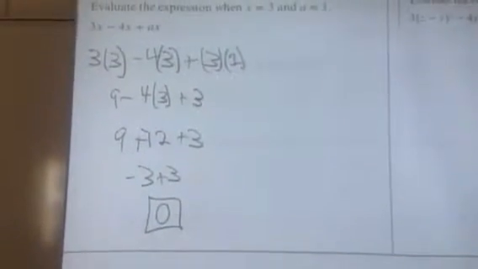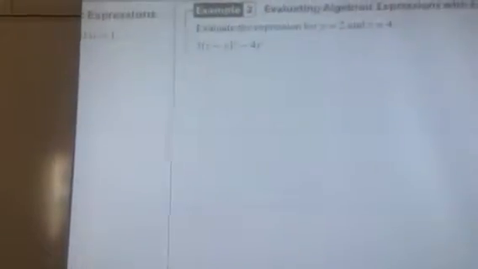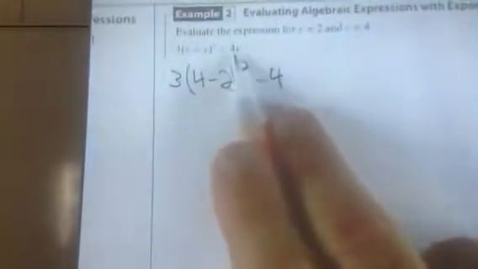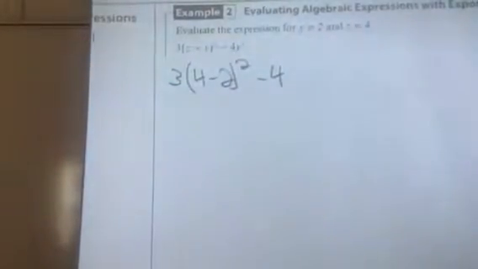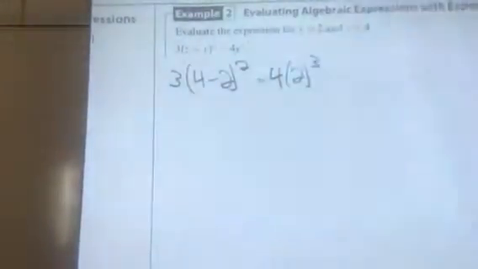It says to evaluate, make sure you got that, evaluate the expression for y equals 2 and z equals 4. So everywhere I see a z, I'm going to plug in or substitute a 4. 3, open parentheses. That z is 4 minus y, which is a 2. Squared minus 4. Again, if these two are written right next to each other, that means multiplication. So 4 times 2 cubed.